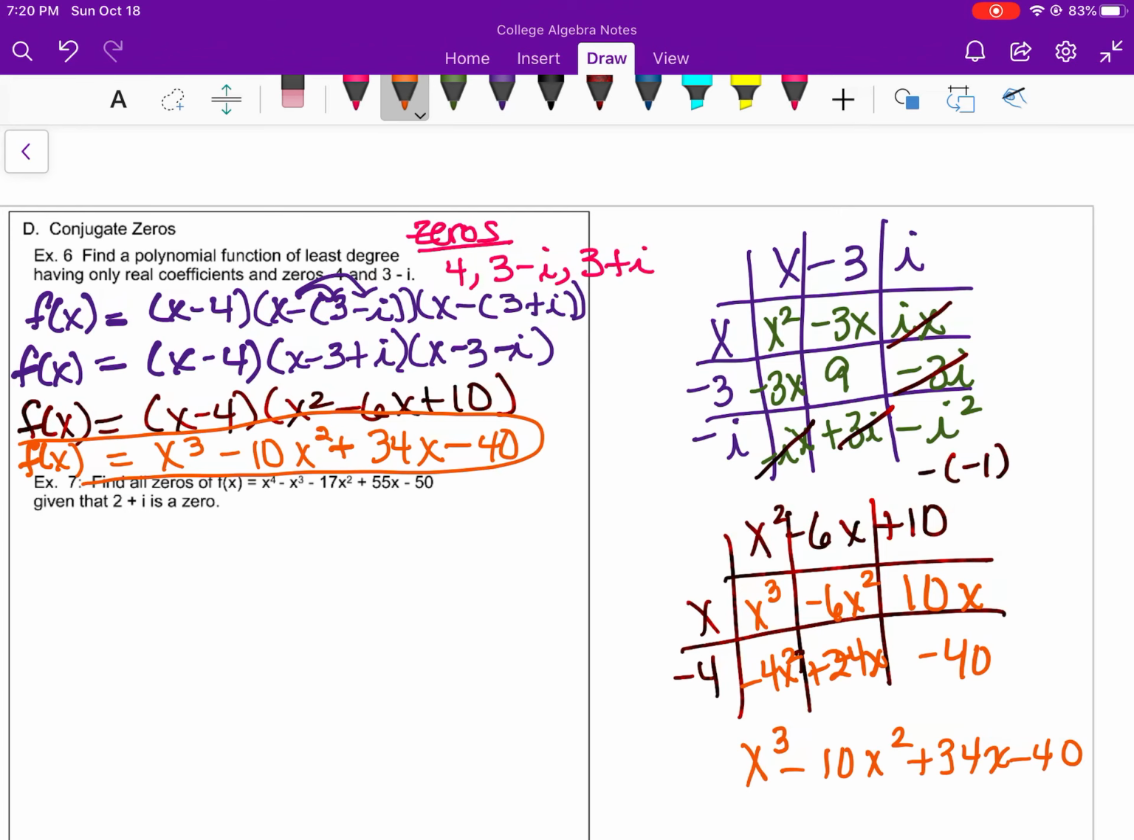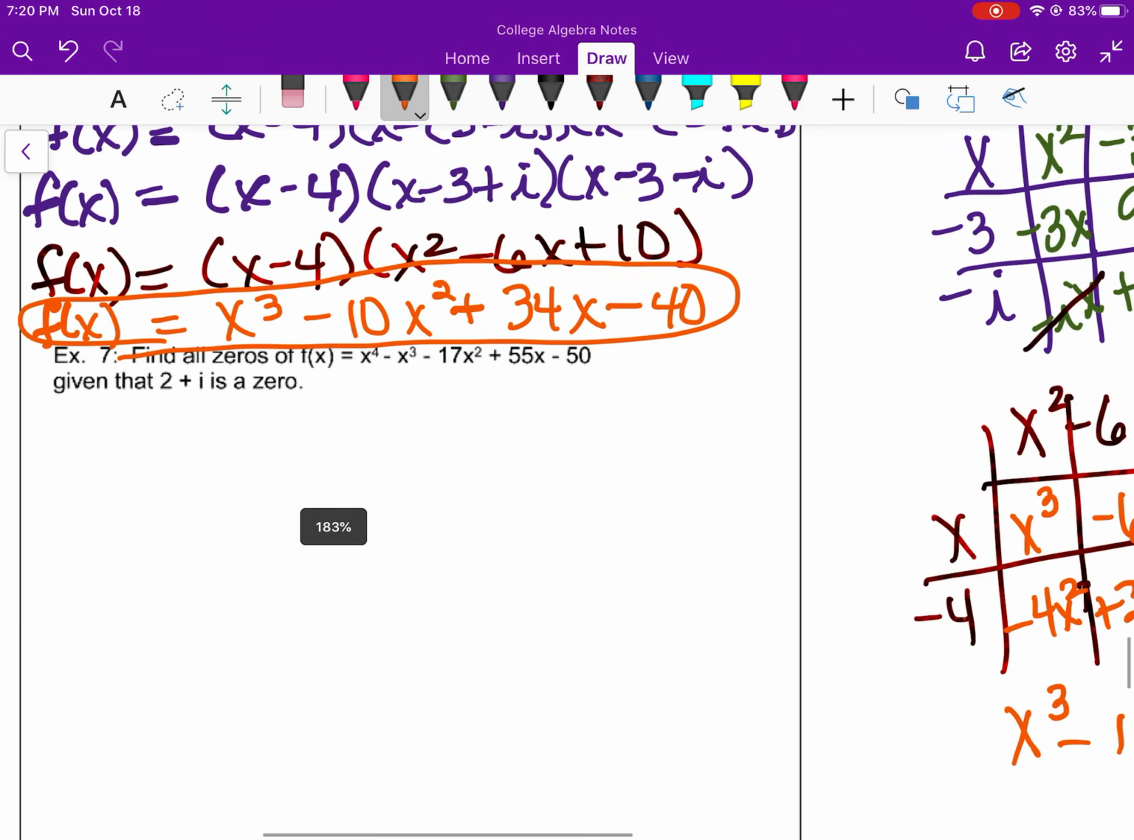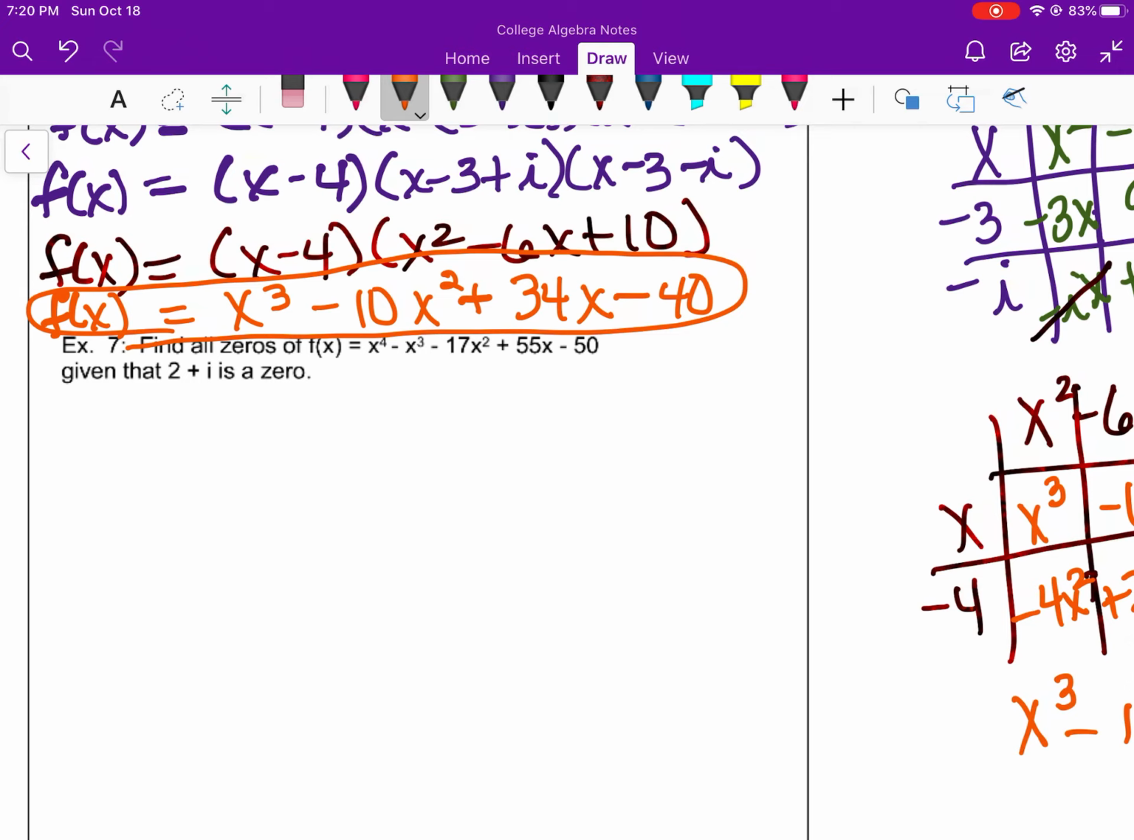So you're going to find with this lesson there's just a lot of work in multiplying out your polynomials and stuff from factored form. That's kind of the worst that it gets. All right, on example 7, you have x to the fourth minus x to the third minus 17x squared, 55x minus 50. And we're supposed to find all of the zeros given that 2 plus i is a 0. So we know 2 plus i is a 0, so that means 2 minus i is a 0. So basically you already have 2 of the 4 zeros, and you have to find the other 2.